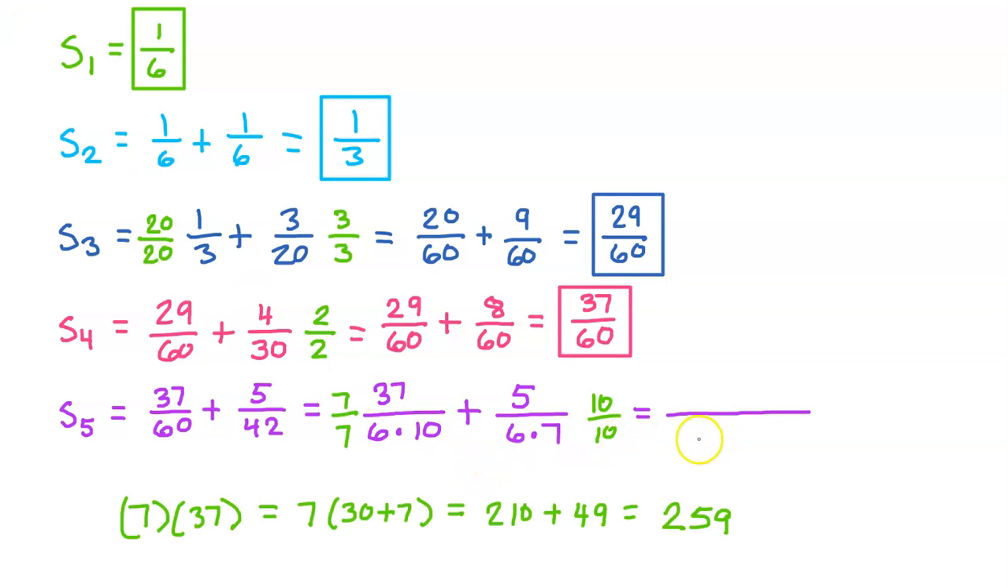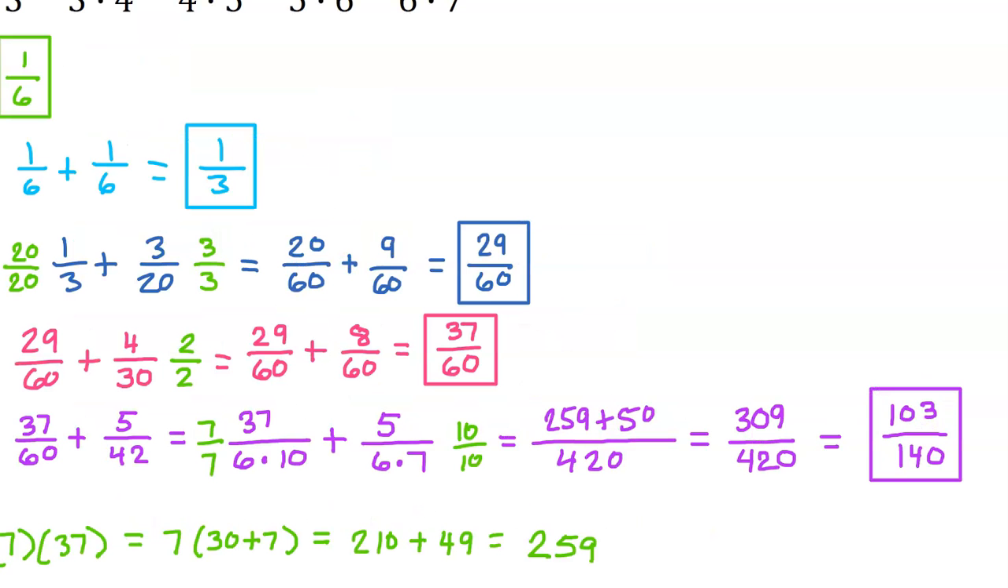6 times 7 times 10 is 420. 7 times 37 was a little bit of a pain, but it turns out to be 259. So we have 259 plus 50, which is 309 over 420. Actually, that does reduce further to 103 over 140.